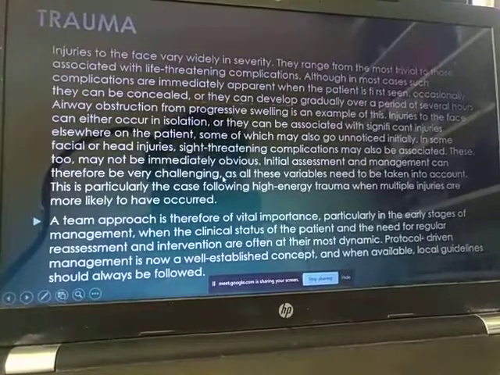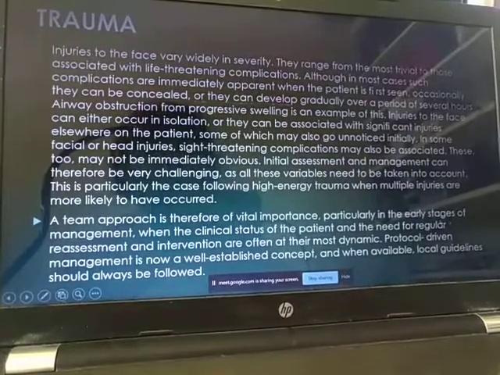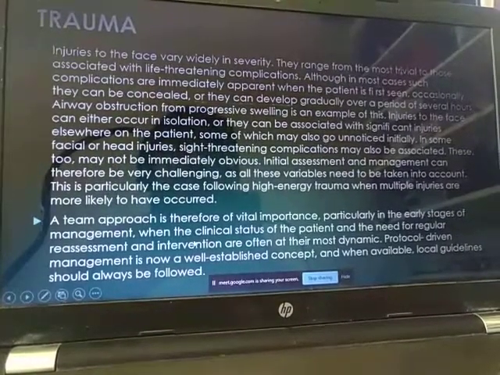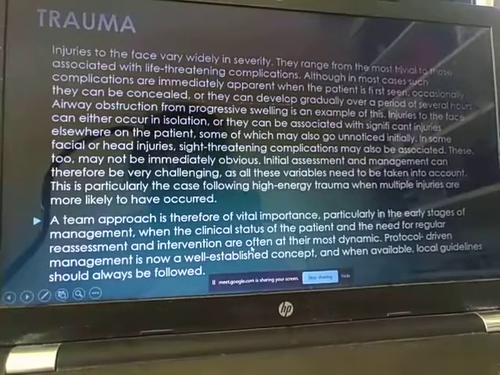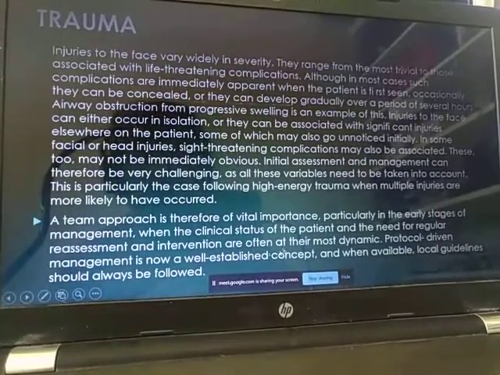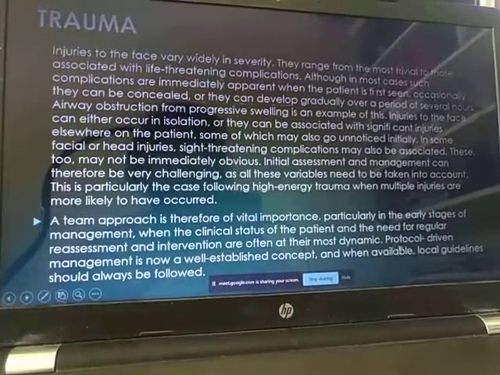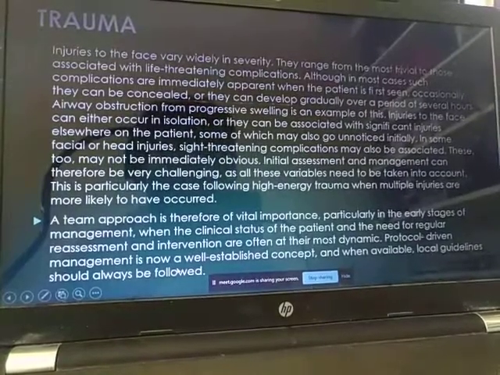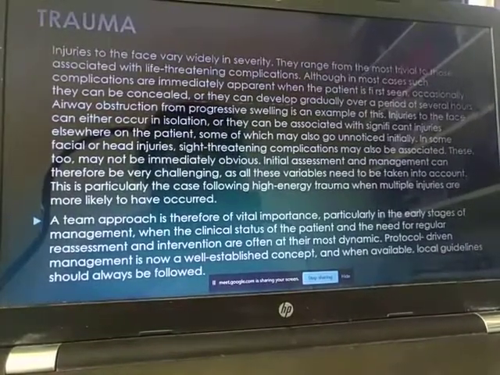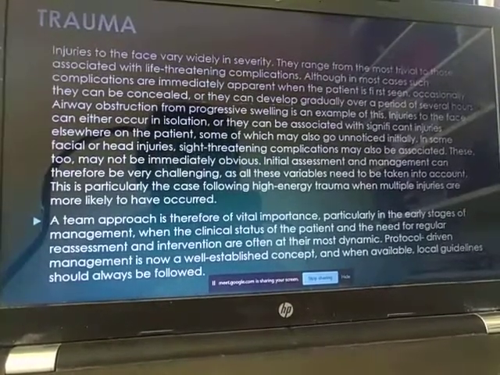So generally a team approach is very vital, particularly in the early stages of management, when the clinical status of the patient and the need for regular assessment and intervention are often at the most dynamic stage. Protocol driven management is nowadays very important and a very well established concept, and most of the time it should be followed wherever it is applicable.